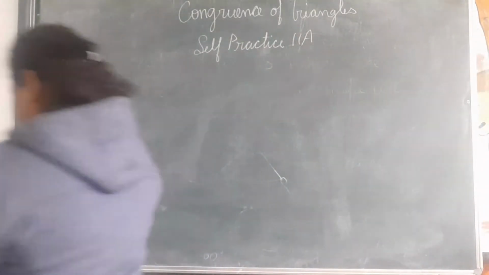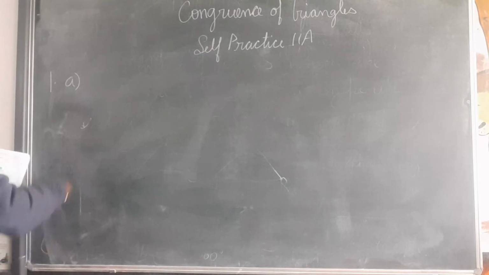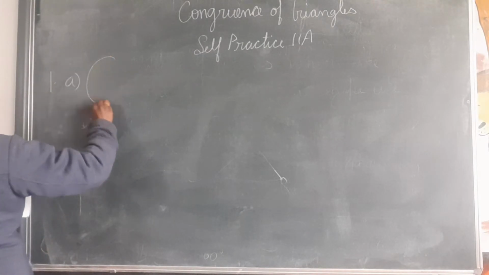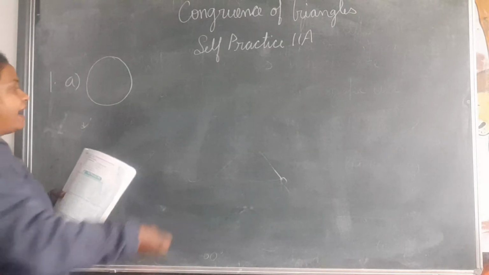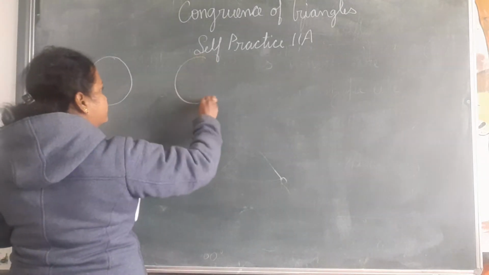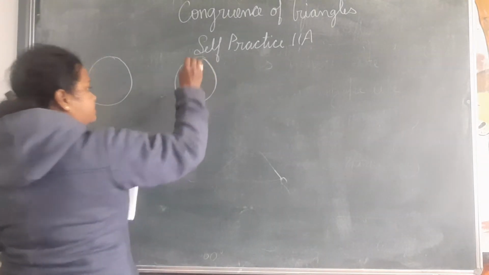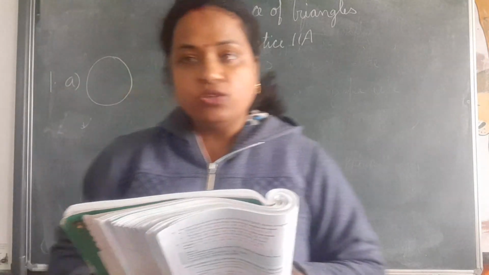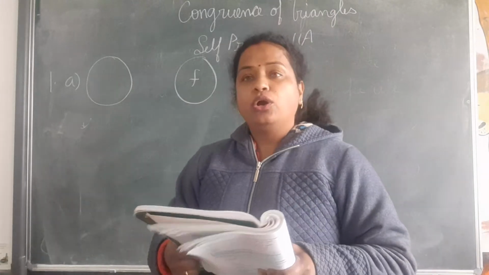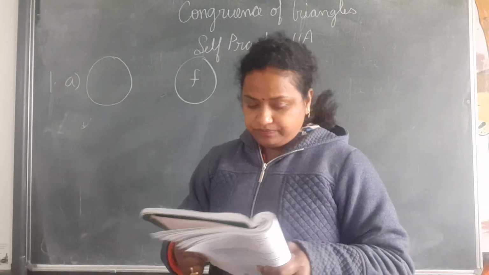Now see, in A1 there is a circle. Then see towards the right side, F. Again F is also a circle, and inside it is mentioned as F. So what will you say? As both are circles, they will be congruent to each other.